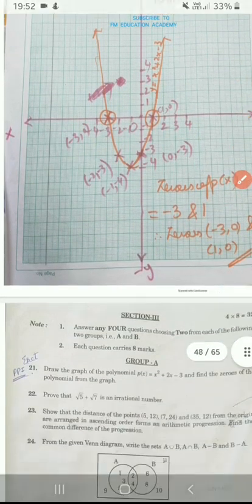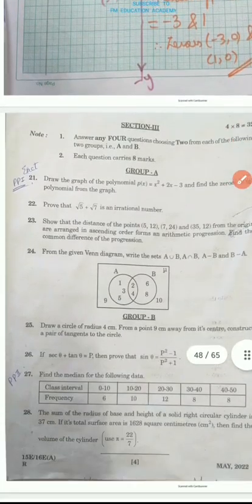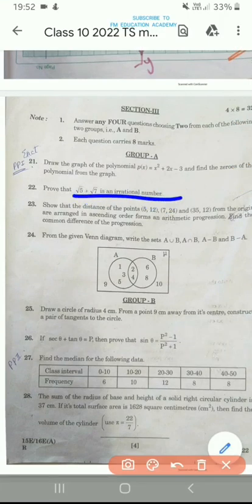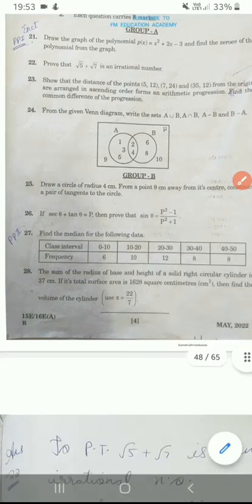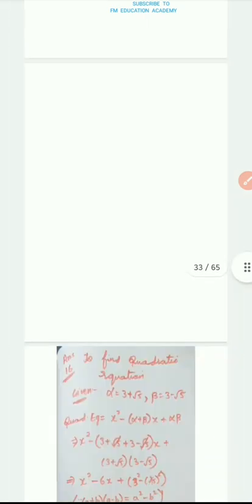Okay, next is: prove that root 5 plus root 7 is an irrational number. Again, it is an important question only. We know that any one question would have come from real numbers, so that is asked. So here I have to prove that root 5 plus root 7 is an irrational number.